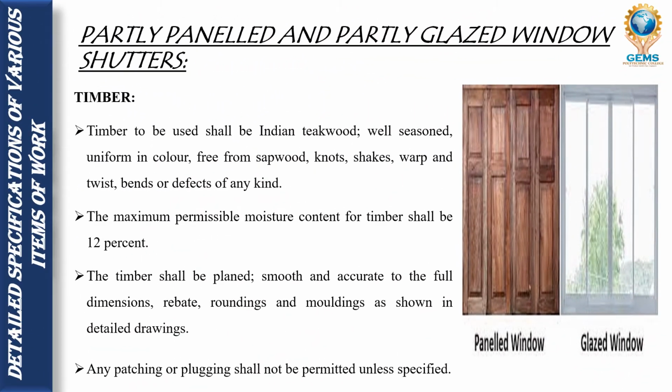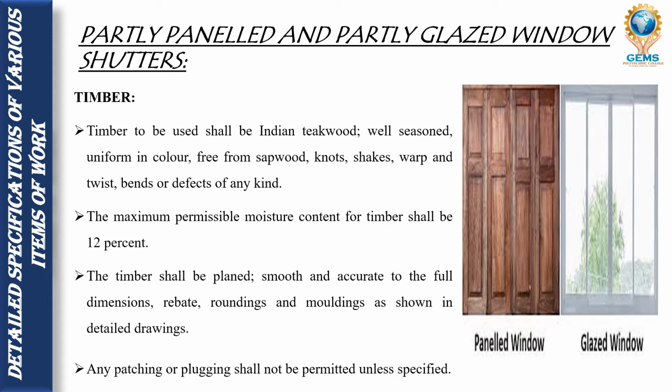Okay, so that is about that PCC foundation. Then next one is partly paneled and partly glazed window shutters. In the image you can see this is called a partly paneled and glazed window. Paneled means we are using some wood-like material, right? Timber or something. So this is called a paneled window. Glazed window means it is nothing but using glass, a glass-like material for windows or doors or some structures.